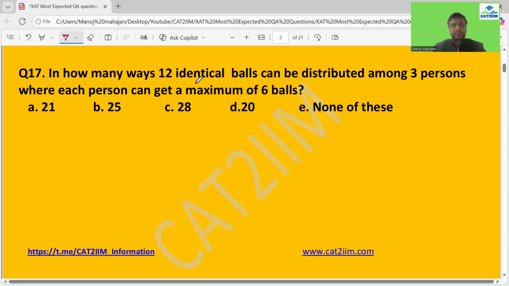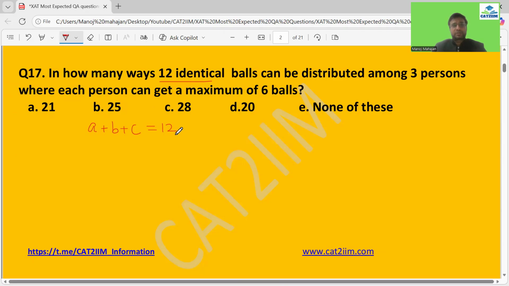partition method. You know that we have to divide these 12 identical balls among three people. Let me name the people as A, B, C. Let me just make an equation. So A plus B plus C is 12.